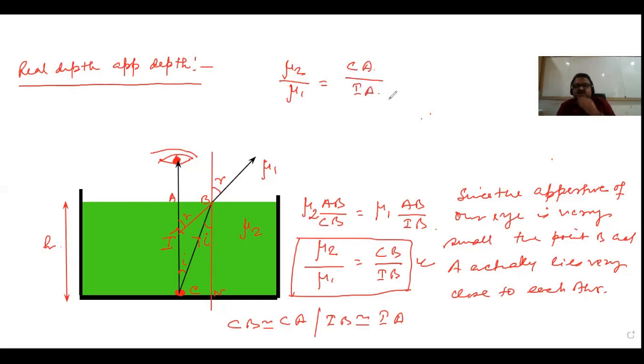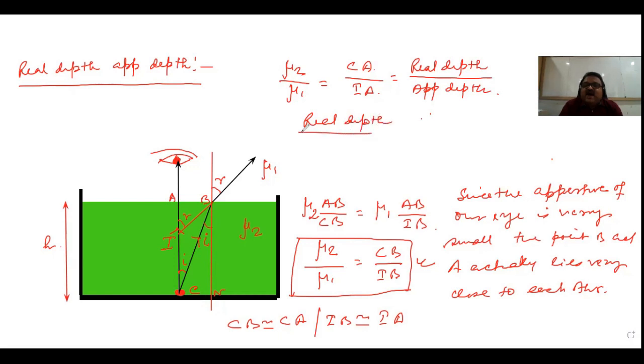Now, what is CA? CA is the actual depth that we call real depth. And what is IA? IA is nothing but the apparent depth. So the formula is real depth by apparent depth is equal to mu2 by mu1.